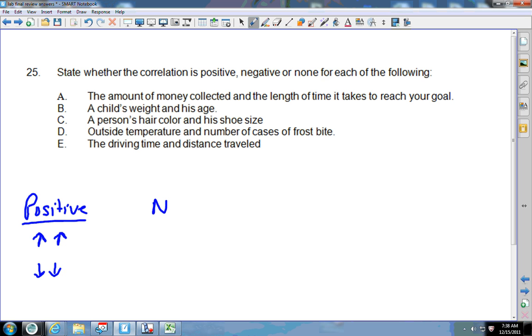Now if it has a negative correlation, it means that one is going up, the other is going down. No correlation means they don't even make sense. Okay, so looking up here, it says the amount of money collected and the length of time it takes to reach your goal. The more time it takes, the more money you're going to collect. This should be positive.